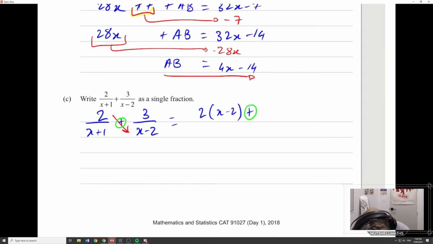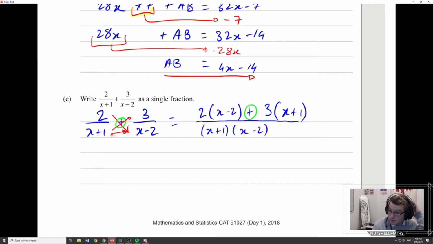Now, we do the same thing this way. 3 times by x plus 1. And then the bottom is multiplying across the bottom. x plus 1 times by x minus 2. Not too bad. Right? Not too bad, not too bad. Right? Now, let's simplify the top part first, and then the bottom part.